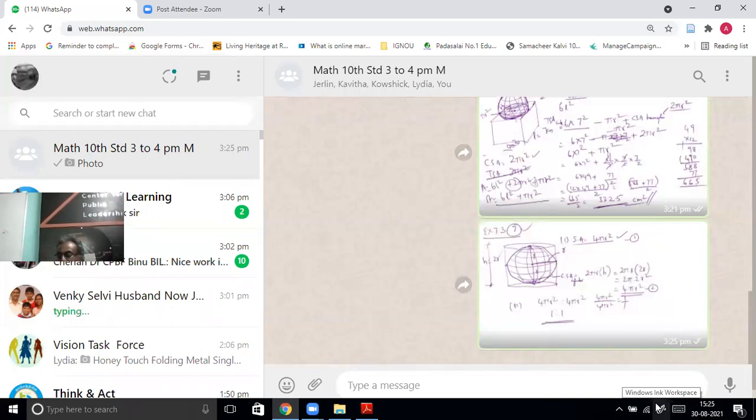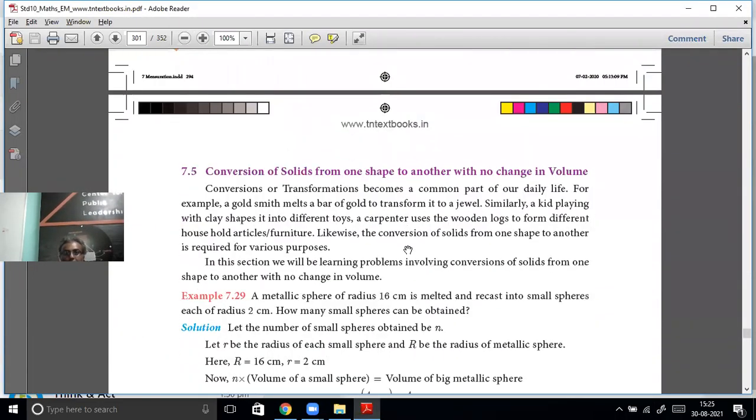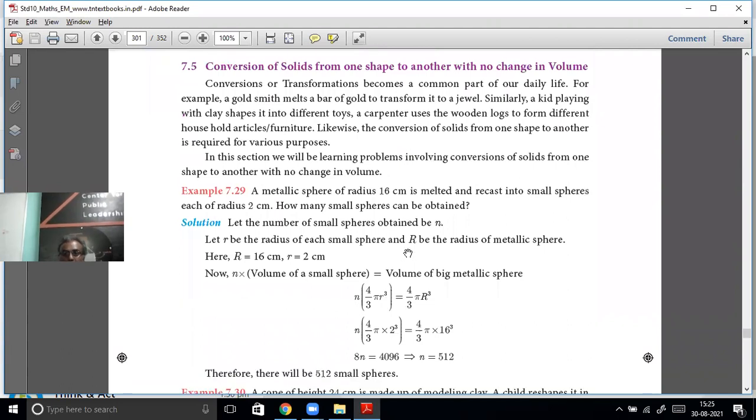So exercise 7.3 is over. Let us now go to the 7.5 section. Now here you are having conversion of a solid from one shape to another with no change in volume. That means you are taking a cuboid and converting it into a cylinder. Same volume. So the first volume will be equal to the second volume. Then you have to make some calculation and find the missing element. That's all.